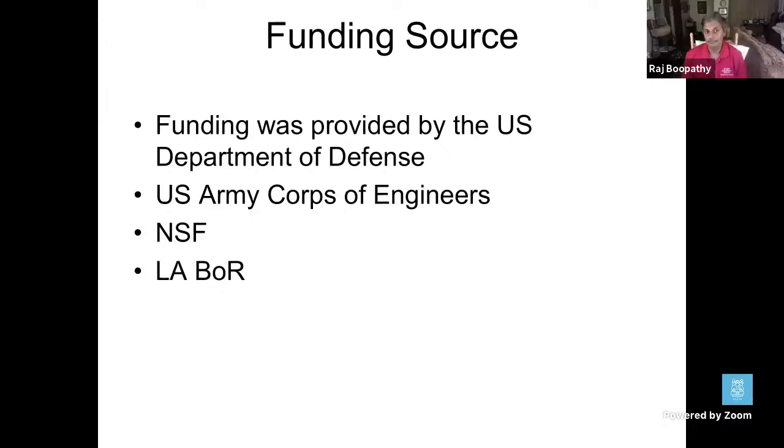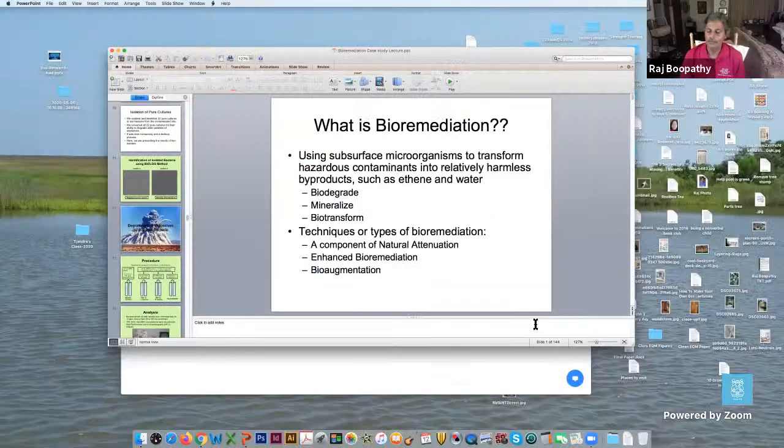So the funding for both of these studies came from the Department of Defense and Army Corps of Engineers, and the National Science Foundation and Louisiana Board of Regents. So those are two case studies I was personally involved in. I was just sharing the data with you. So I will stop here, and I'm glad to take any questions.